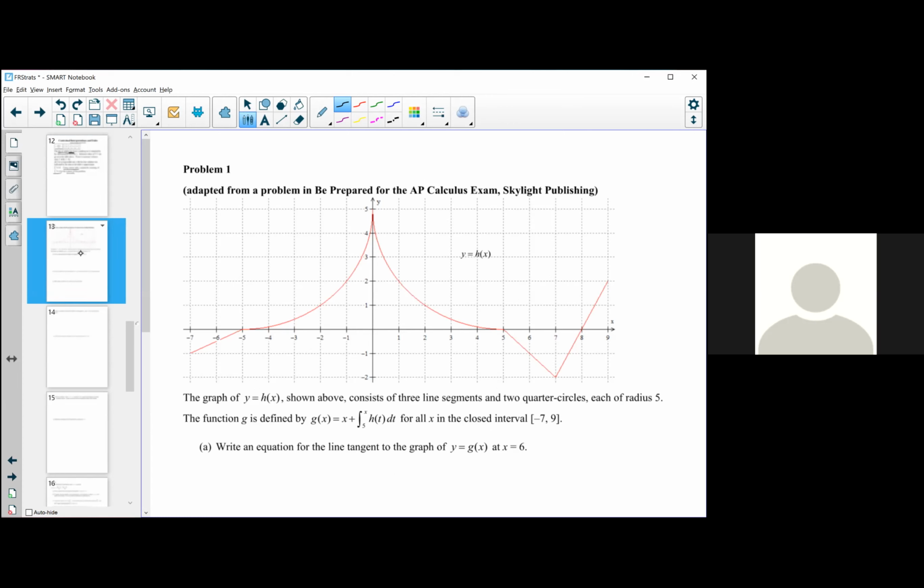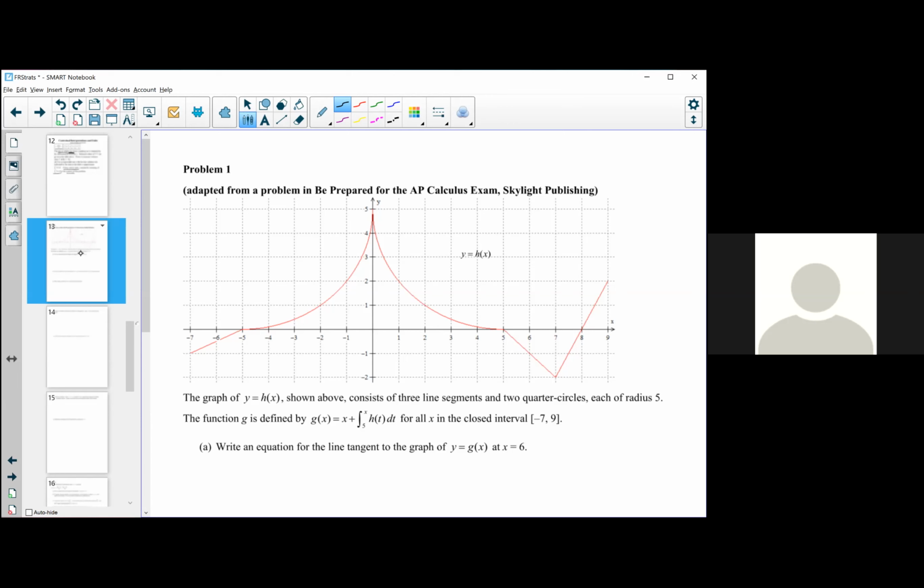So here's a problem that I adapted from this book that I co-authored with a friend of mine, Martha Montgomery. There's a graph of a function h of x that's shown that consists of 3 line segments that you can see and 2 quarter circles. And this is a common kind of ploy on exam questions, because you can use geometry to calculate areas in a problem like this, okay? And each of these circles is given to have a radius of 5, okay?